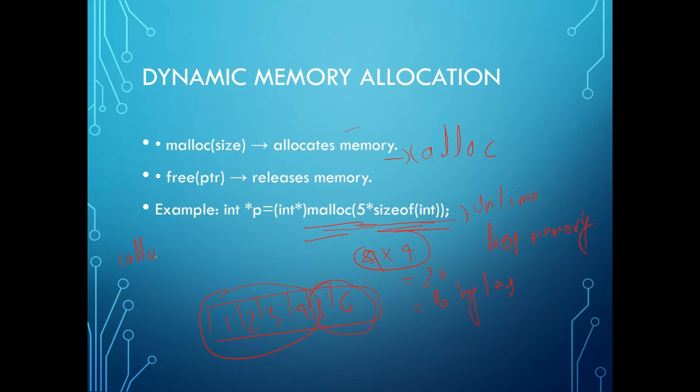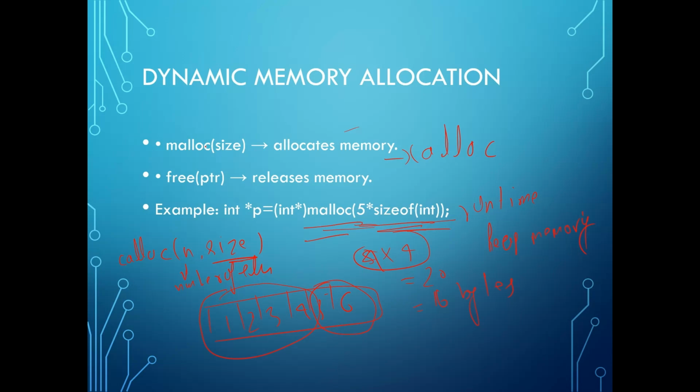How is calloc defined? Calloc of n, size. What is n here? N is the number of elements, and size is the size of each element in bytes. This is how you define calloc. This function also returns a void pointer to the allocated memory, which is converted to a pointer of the required type to be usable. If allocation fails, it returns a null pointer. This is how calloc is defined and used.